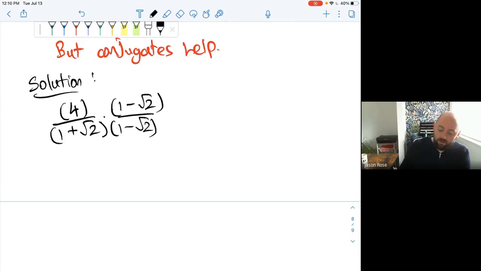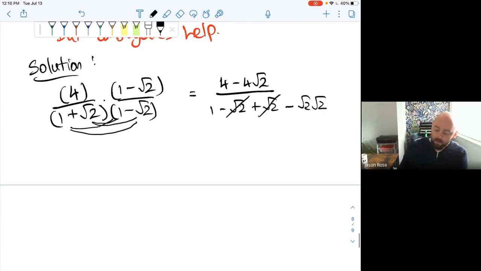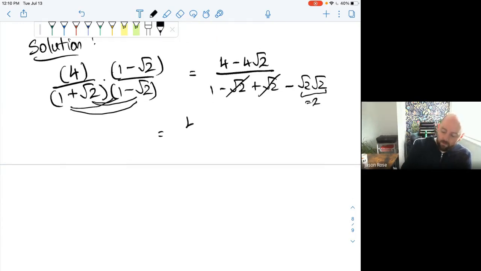So let's see what happens when we do this. We're going to have 1 times 1, 1 times negative root 2, root 2 times 1, root 2 times negative root 2. So on top we have 4 times 1 minus 4 times root 2. And on the bottom we have 1 minus root 2 plus root 2 minus root 2 times root 2. Root 2's will cancel. This here is equal to 2. So what we have is 4 minus 4 root 2 divided by 1 minus 2.